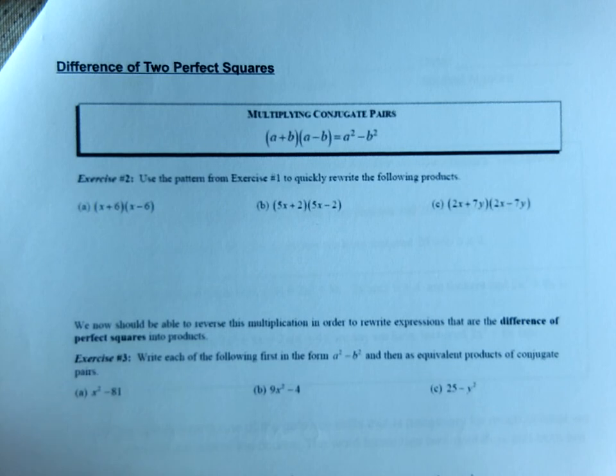Difference of two perfect squares is my favorite kind of factoring because it is super easy. So to get the idea of difference of two perfect squares, it talks about multiplying conjugate pairs.